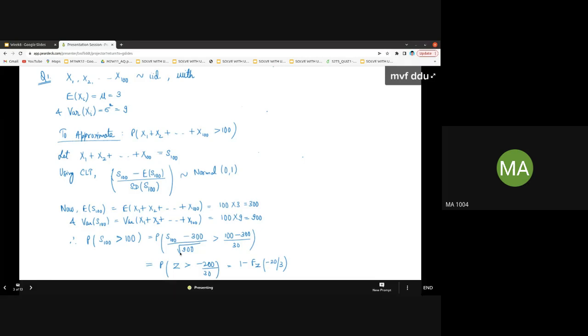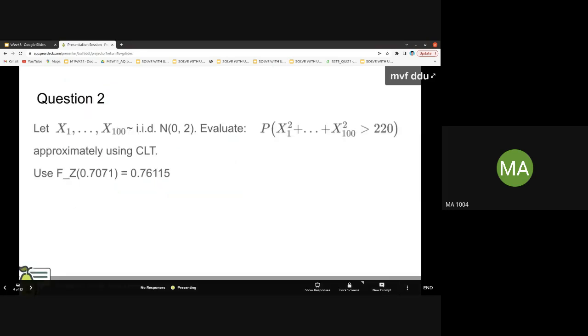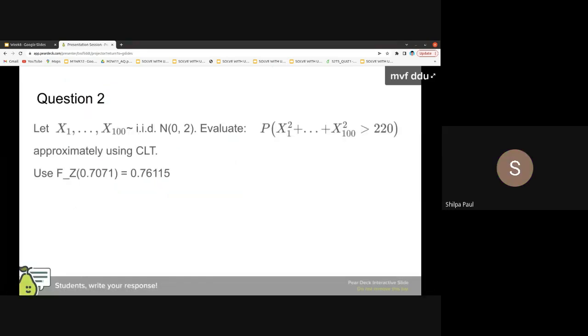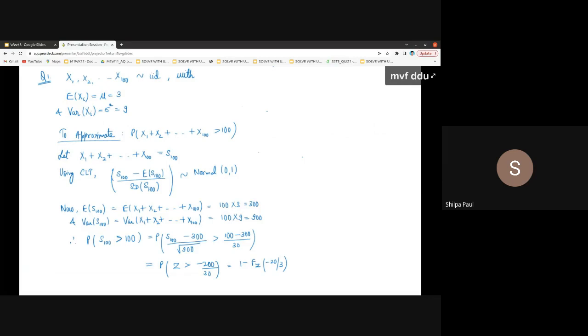Okay, sir. Yeah, right. So from there you will get this. Sir, the z-score is minus 20 by 3, so it's around minus 6 point something. Usually in the z-score table, the values are between minus 4 and 4.